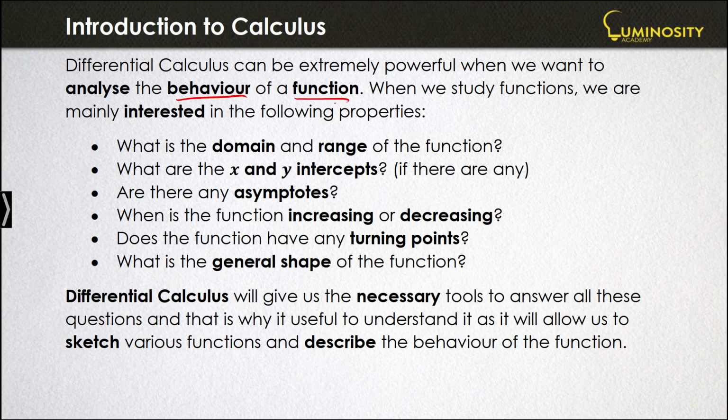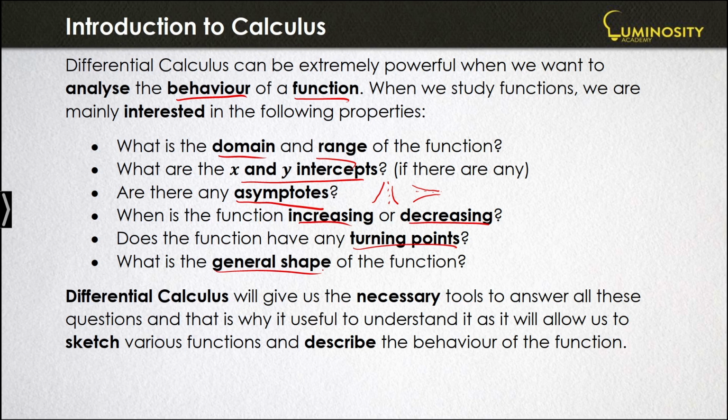So when we study functions, we are mainly interested in the following properties of these functions. What's the domain and range of the function? What are the x and y intercepts, if there are any? Are there any asymptotes? So recall asymptotes are these either vertical or horizontal lines. Could actually be any straight line, but generally it's vertical or horizontal lines where your function can approach that line, but then never quite reach it. Okay, when is the function increasing or decreasing? That's really important. Does the function have any turning points?